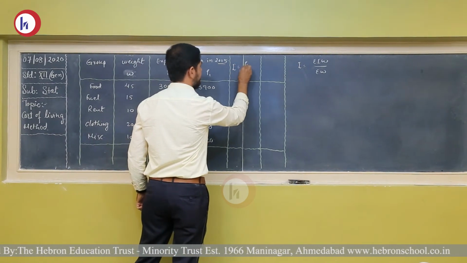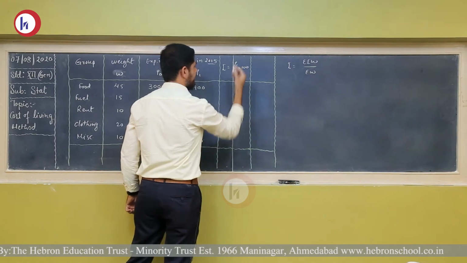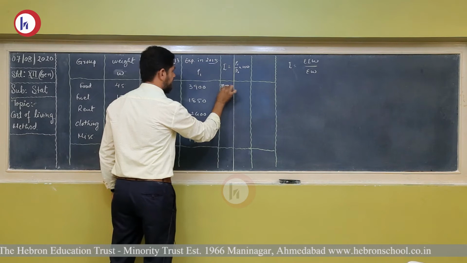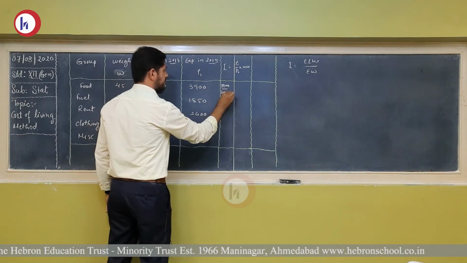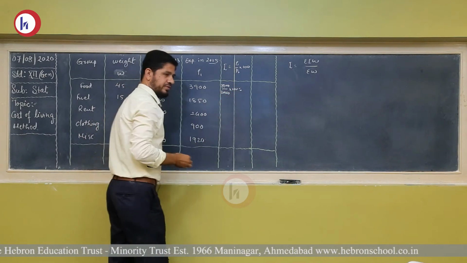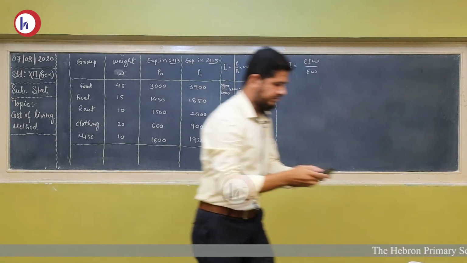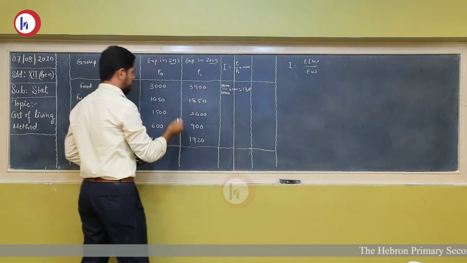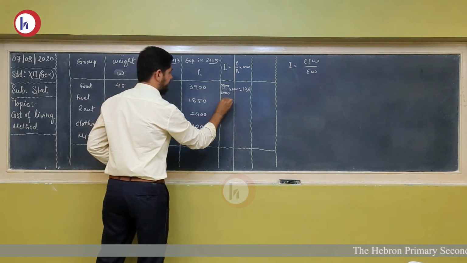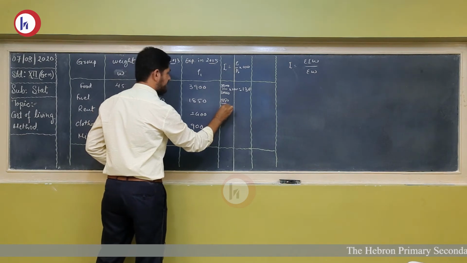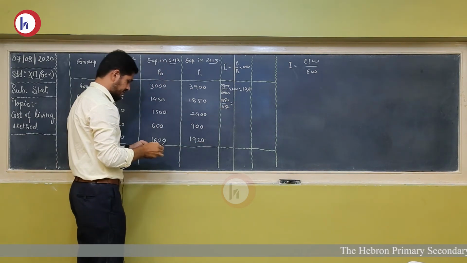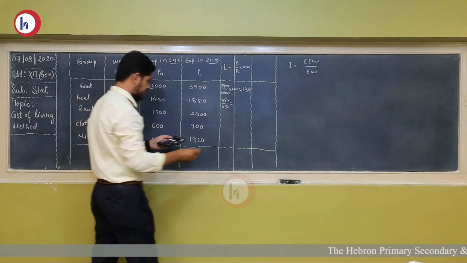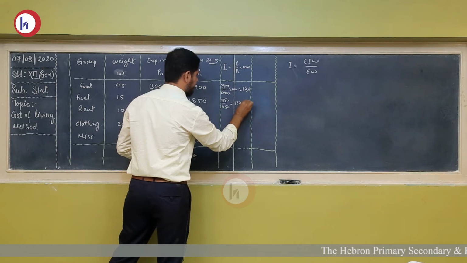So the formula is P1 upon P0 into 100. Now P1 is 3900 divided by 3000 multiplied by 100, which will be 130. Now second, 1850 divided by 1450, we will get 127.58.